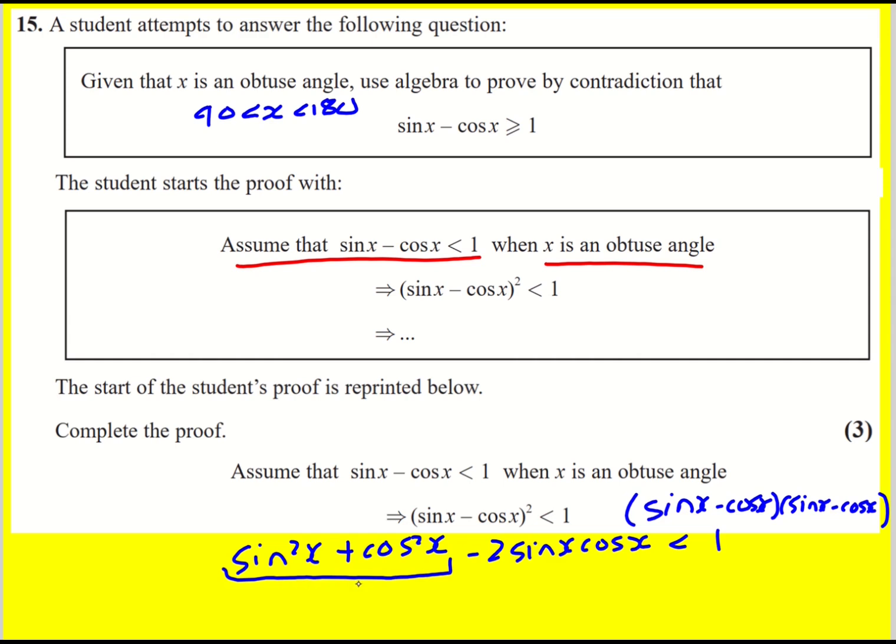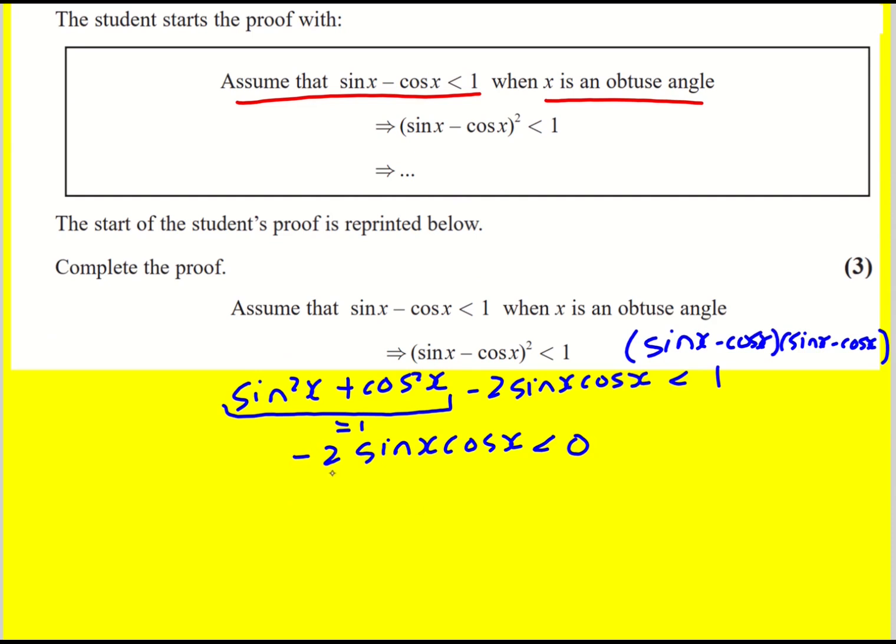Now this bit here is actually equal to 1. So that means that minus 2 sine x cos x is going to be less than 0. And I can divide through by minus 2, giving me sine x cos x is greater than 0. You can alternatively add it onto both sides and then divide through by 2. Okay, so we're going to try and show that that actually can't be true.